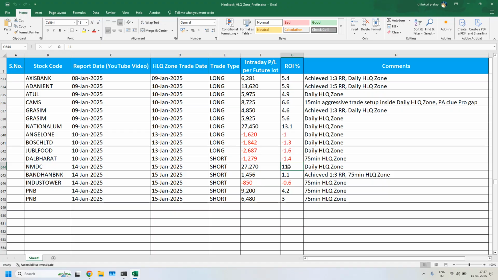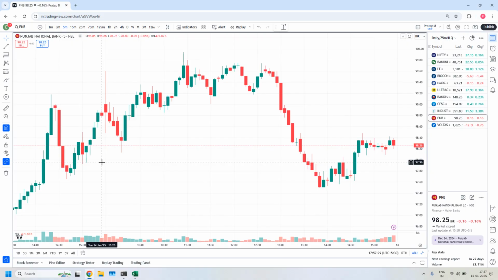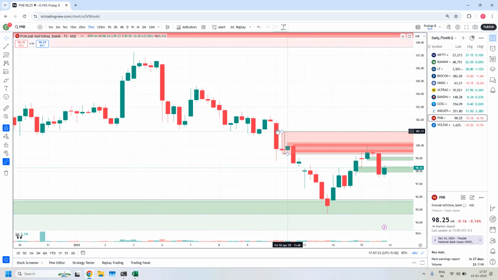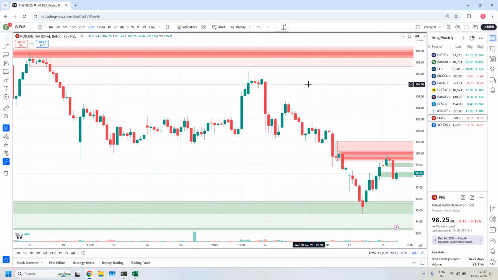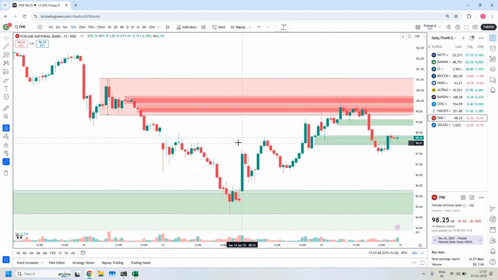Next one we will look into PNB. PNB is a 75 minutes high liquidity supply zone. It gave a couple of trades today. This is a 75 minute zone. This is a drop candle, 2 base candles and a drop candle. This is what our software identified as this zone. And this one is fine tuned with the 15 minutes time frame.